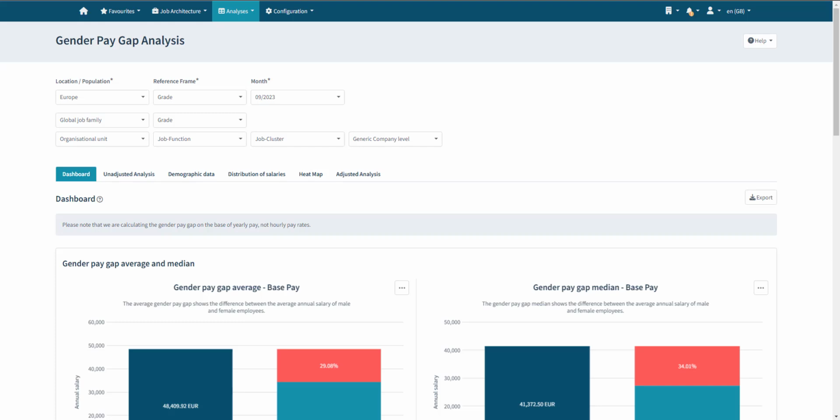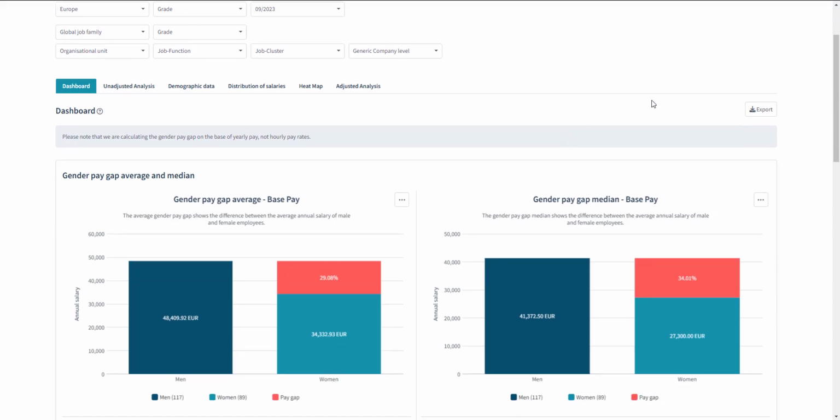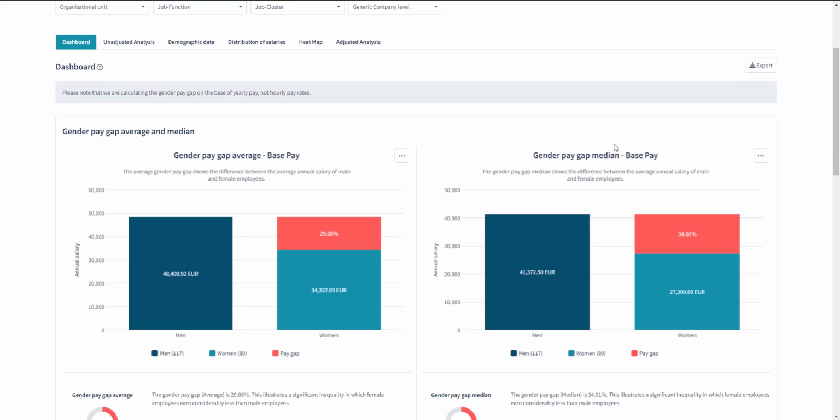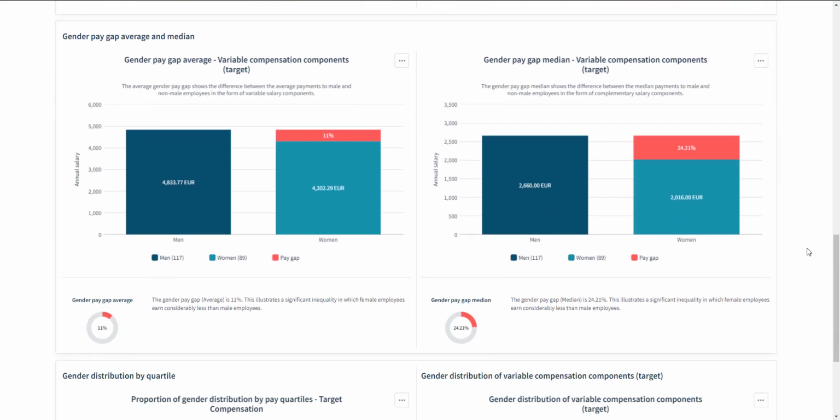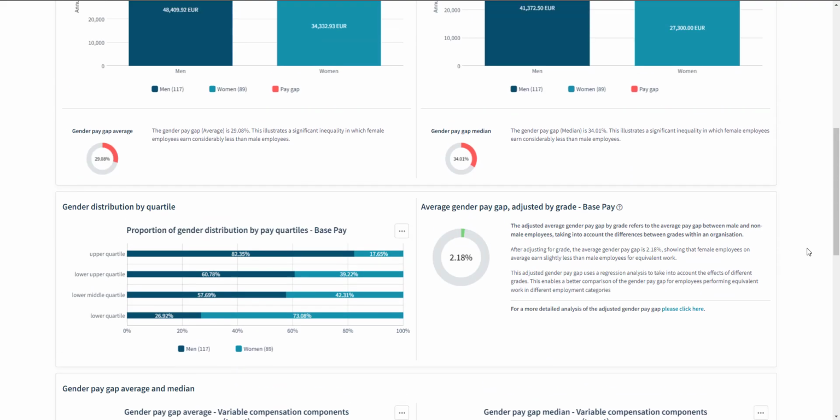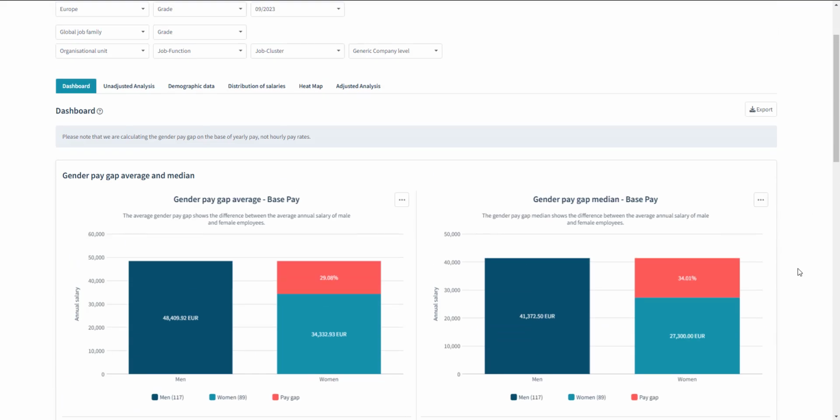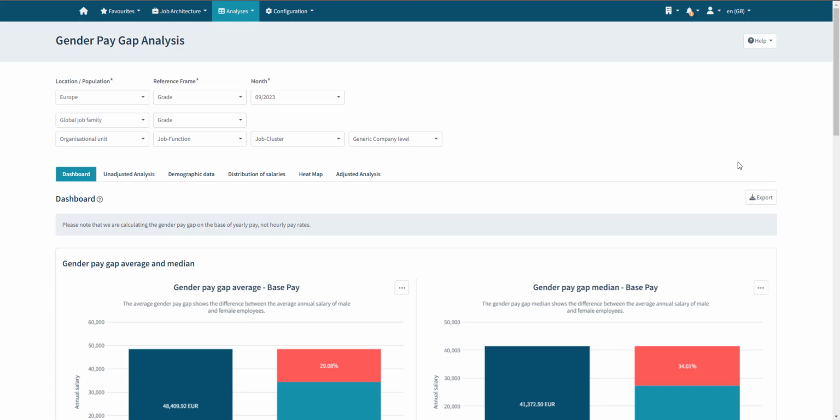So once you've graded your roles and uploaded your pseudonymized employee data, you're going to have access to this dashboard. Now, this is going to show a few different views and analysis. So at the top, you're going to see an unadjusted gender pay gap, average and median for base pay. You can also see this for target total compensation at the bottom. You're also going to see a gender distribution by quartile and an adjusted gender pay gap by grade with an accompanying written analysis. You can go into more detail with the tab-based views.